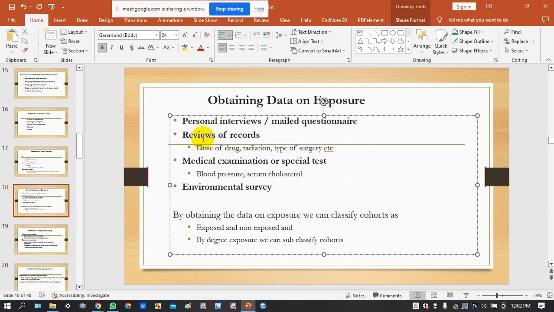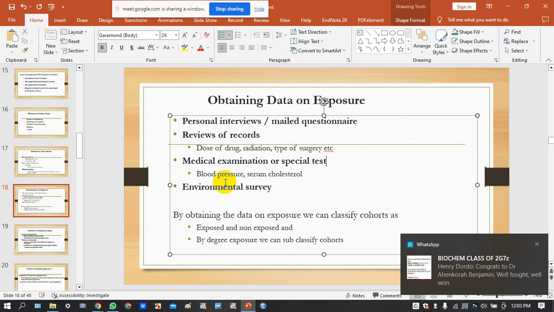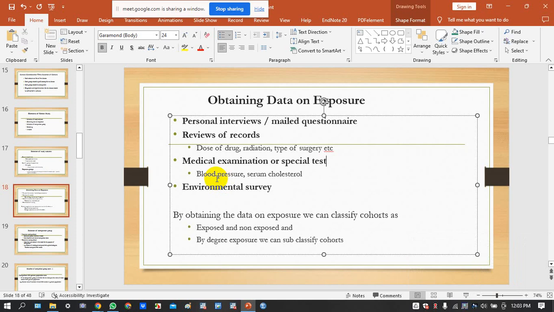Or some of the time you develop some app on your phone so that you go around asking the questions, or you develop a Google form and send it to a page and say everybody should fill it for me. Or you can review hospital records too, or medical examination or special test. So you can go and see the patient, conduct blood pressure, then serum cholesterol levels and all those things for the patient, and compare between the controls and the test.